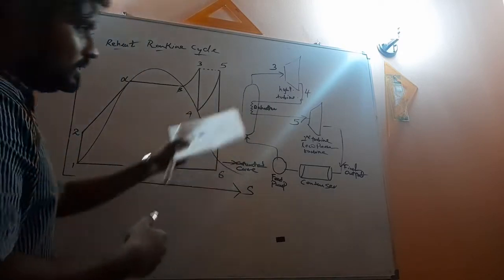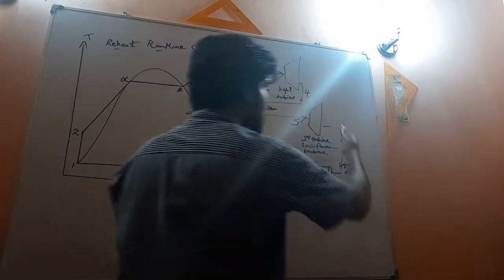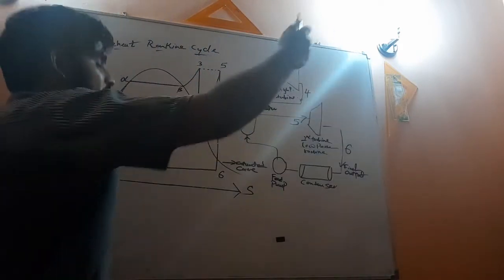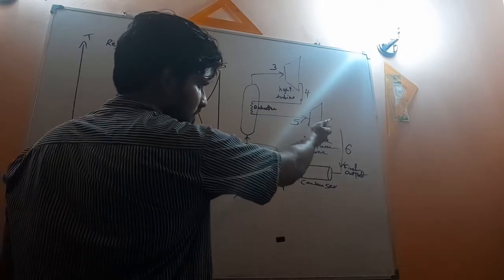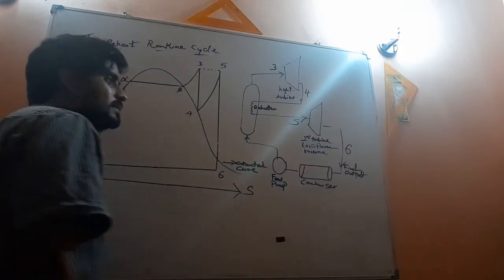So after that we have the exit from that, that is point number 6. So point number 6 is the exit. While it is the exit of the second turbine, that is also acting as the inlet to the condenser, right?